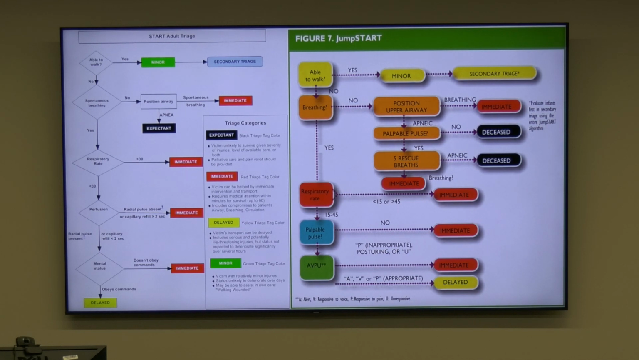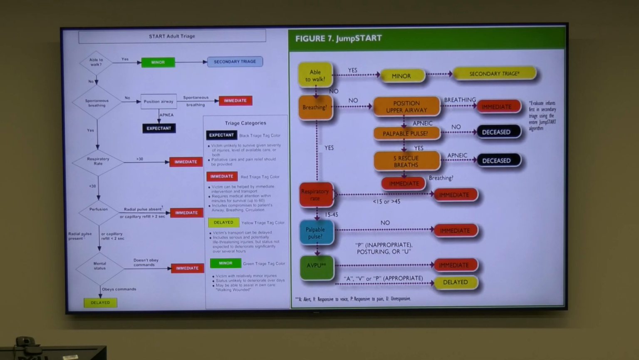The delayed care are people that have the yellow tag. These are victims whose transport can be delayed. It can include serious and potentially life-threatening injuries, but the status is not expected to deteriorate significantly over several hours. An example of this would be broken bones. Unless it is something that needs attention immediately, often very simple extremity broken bones can be delayed for care as long as their pain is managed pretty thoroughly in the meantime.